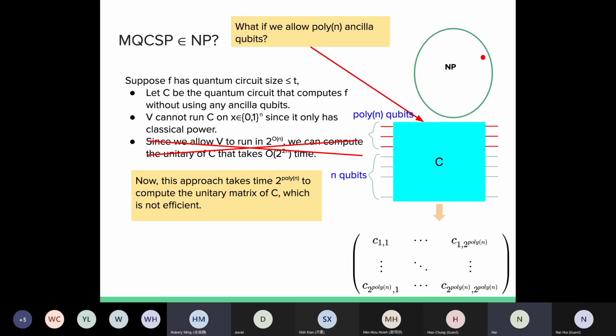Because we haven't been able to prove that it is not in NP, we just said that the previous approach fails. You may be able to find another way to prove it is in NP, but the very straightforward approach doesn't work. Yeah. Okay, I see. Okay, good.